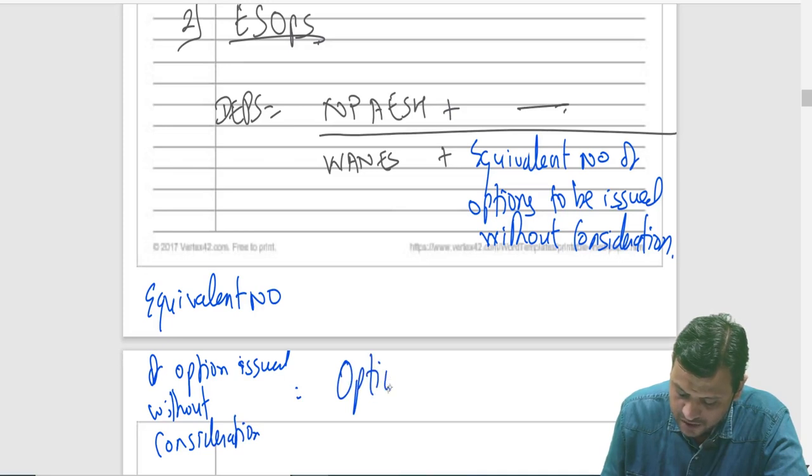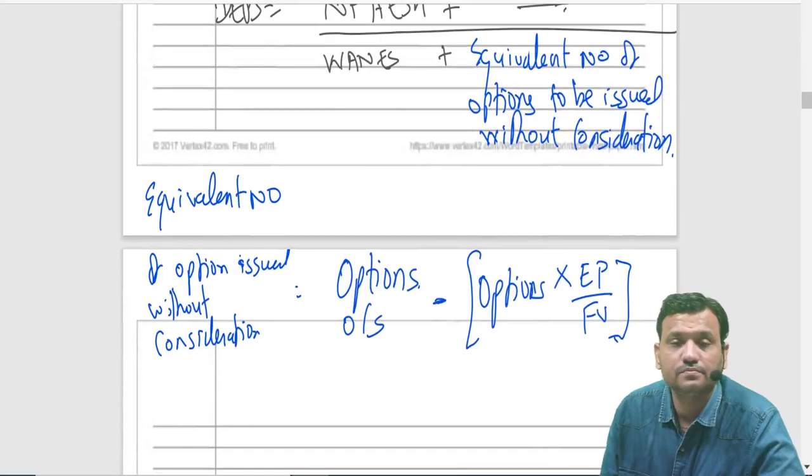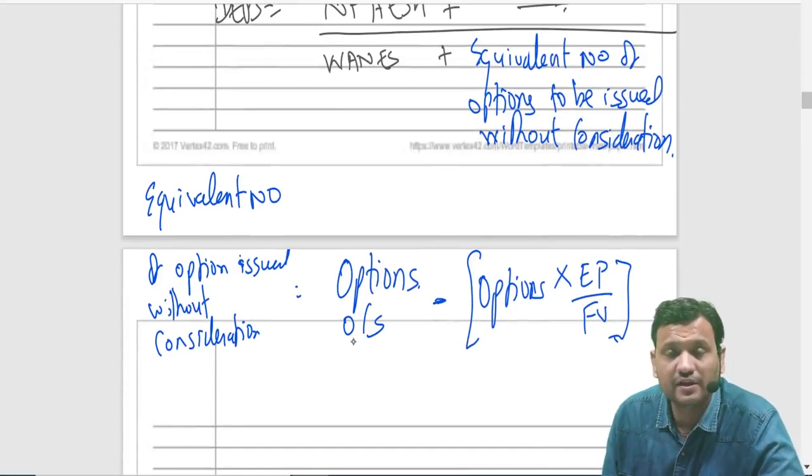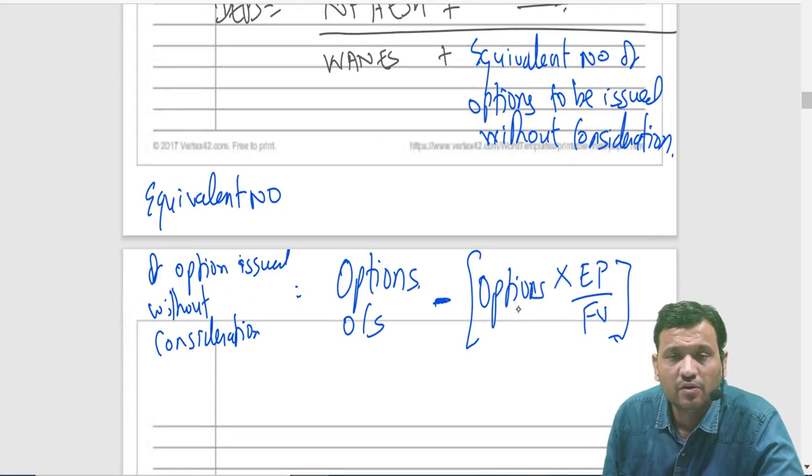Nothing but options outstanding minus options into exercise price divided by fair value. Whatever are the options outstanding, from that we will deduct the options multiplied by exercise price divided by fair value. So this I will be getting, what are the number of options I am issuing at fair value.